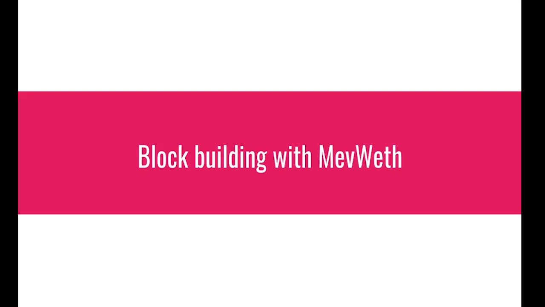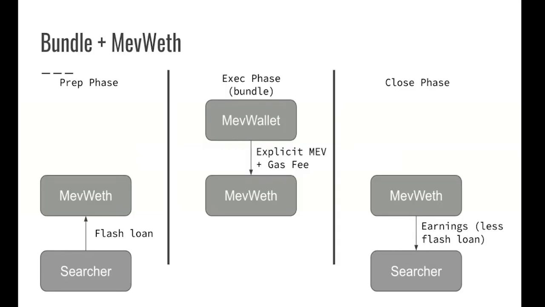So MEVWallet is built on MEVWeth, which is a Weth 10 fork that aids in allocating MEV and block production. So MEVWeth allows you to explicitly add MEV to a block. There's a variable called MEV and it goes up.